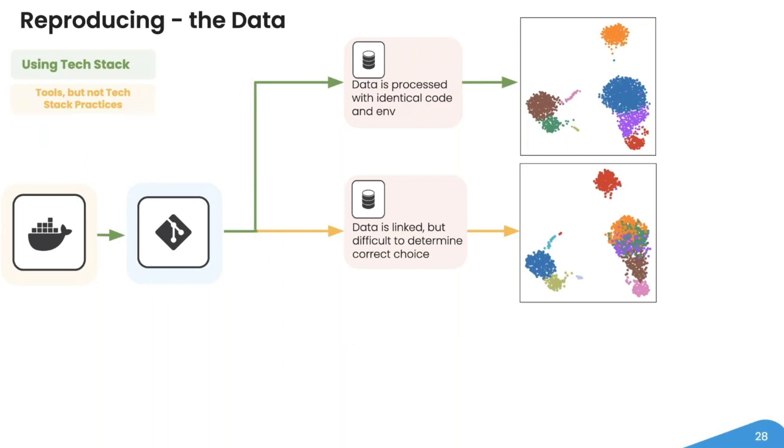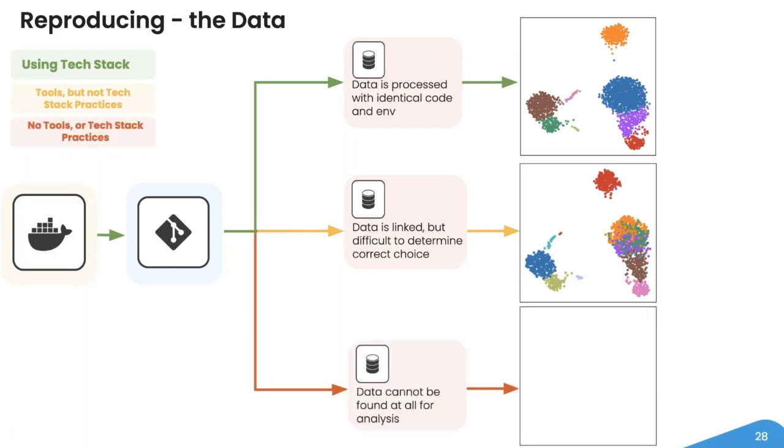If tools but not tech stack practices were used, the data may be linked in the GitHub from a GEO or Zenodo link, but there may be identical names and versions of that data. So you won't be able to determine what is the correct choice. Maybe you select a data name or data file that has the same name, but is actually a subsetted version of the original source data used in the original study. That will result in a different UMAP plot.